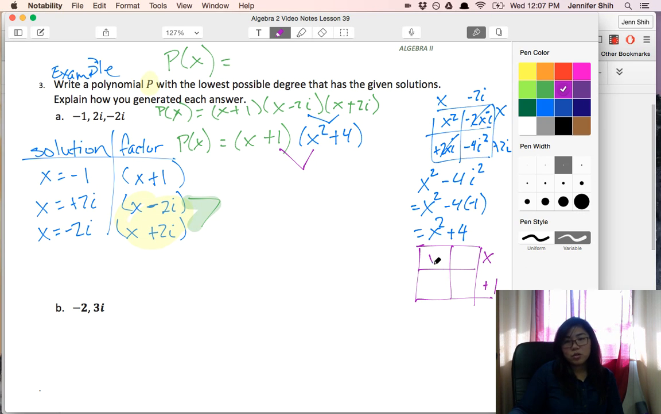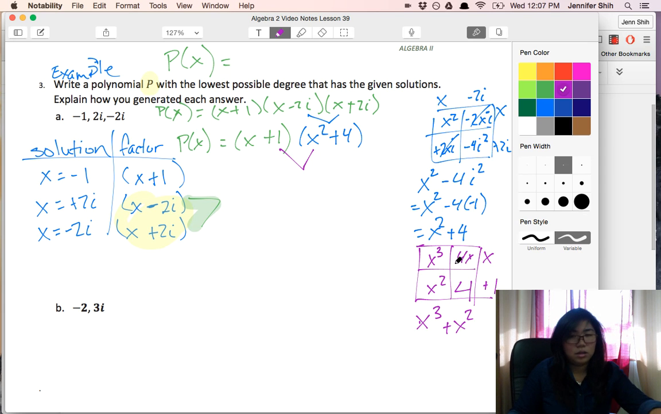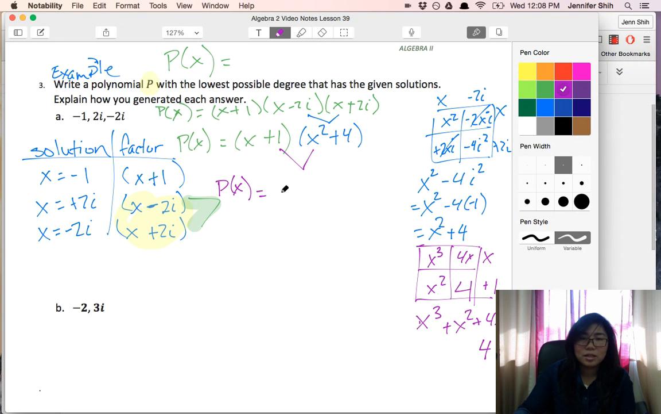And again, this is in my scratch work side: x cubed, 4x, x squared, and 4. I'm going to combine like terms: x cubed plus x squared plus 4x plus 4. Okay, so now I'm going to write this: p of x is equal to x to the third plus x squared plus 4x plus 4.